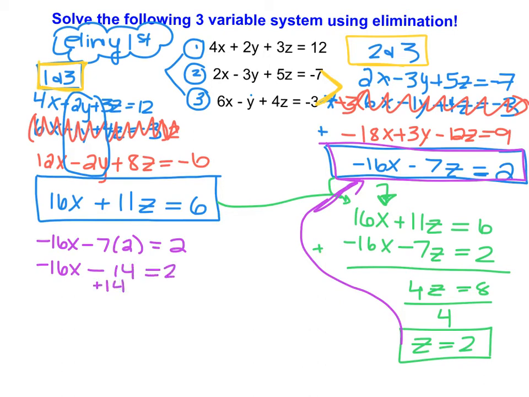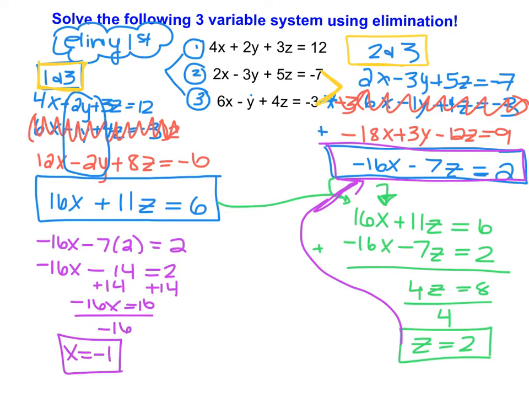I add 14 to each side. Negative 16x is equal to 16. Divide by that negative 16, and I find that x is equal to negative 1. So at this point, I have both x and z. And because I have both x and z, I can work even further backwards, and I can find what y is equal to.